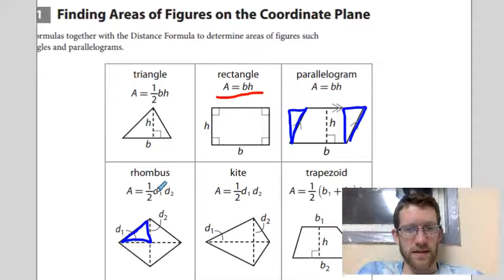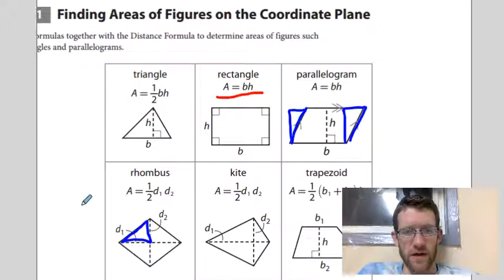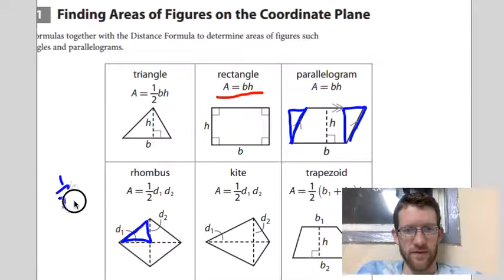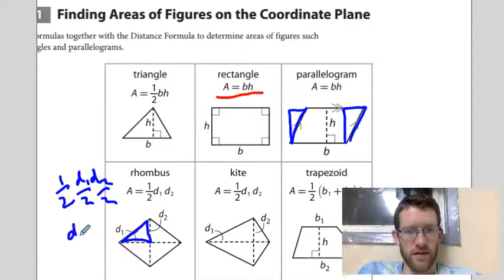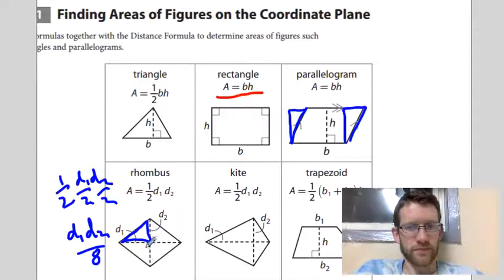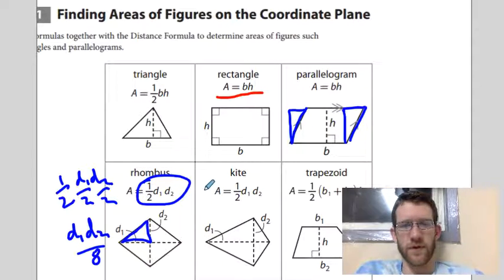Sometimes you won't be given the base and the height. You'll just be given the diagonals. So this is diagonal 1, diagonal 2. We know that this triangle here has an area of 1/2 times the base, which is d1/2, times the height, which is d2/2. If you multiply all this, you get d1 times d2 over 8. And there's 4 of these, so that gives us d1 times d2 over 2.